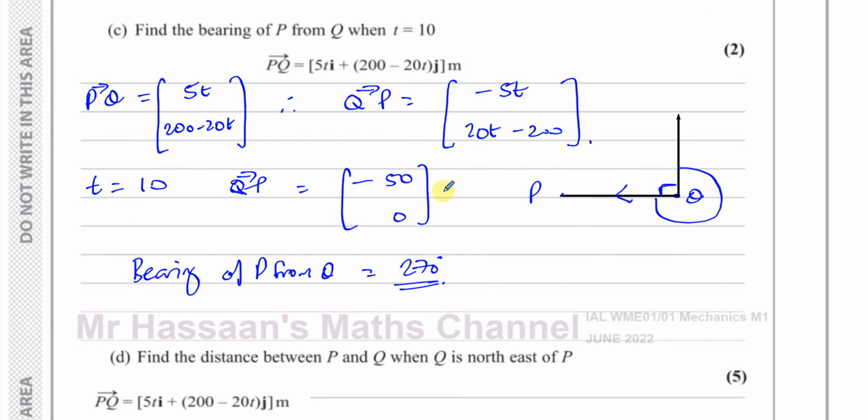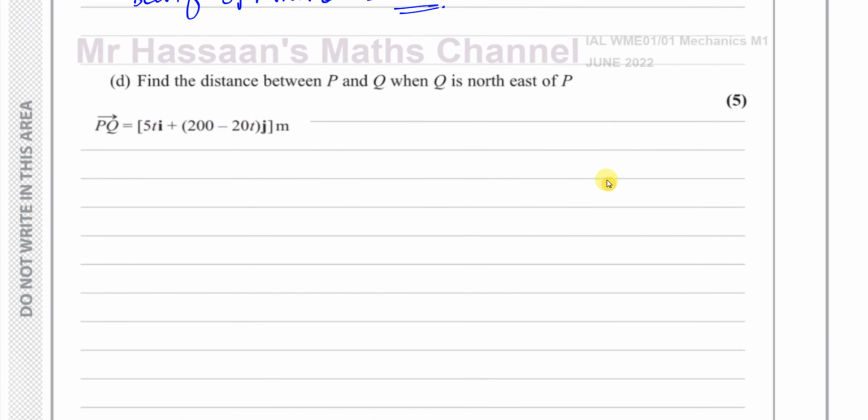And then part D says, find the distance between P and Q when Q is northeast of P. So this is the vector that takes us from P to Q. Again, I like to write them as column vectors. So this is 5t in the I direction and 200 minus 20t in the J direction. So we've got to find the distance between P and Q when Q is northeast of P.